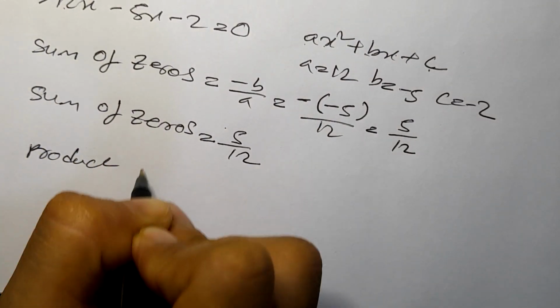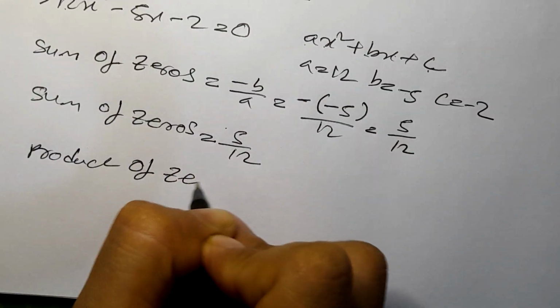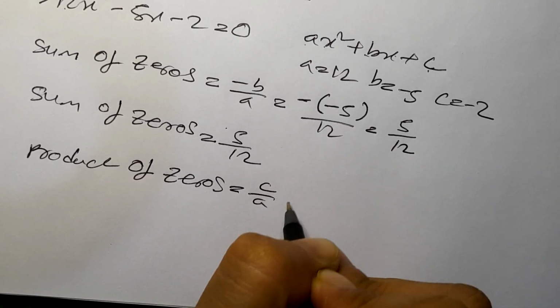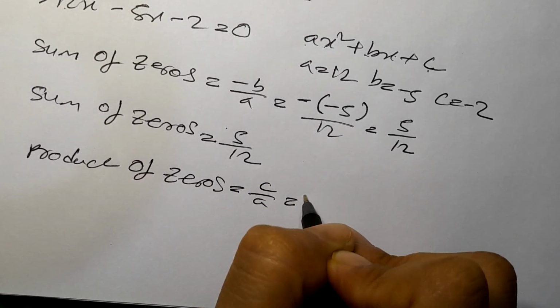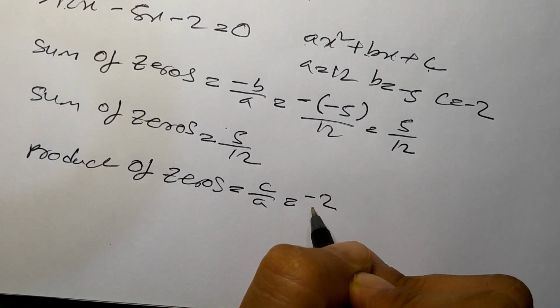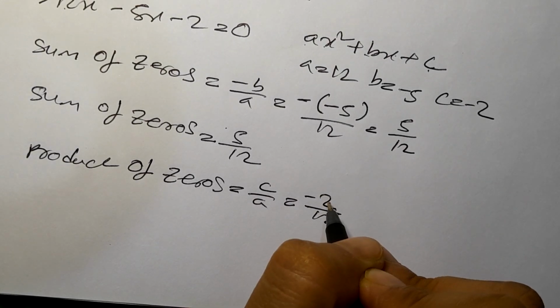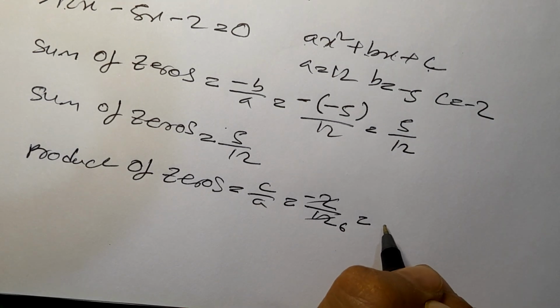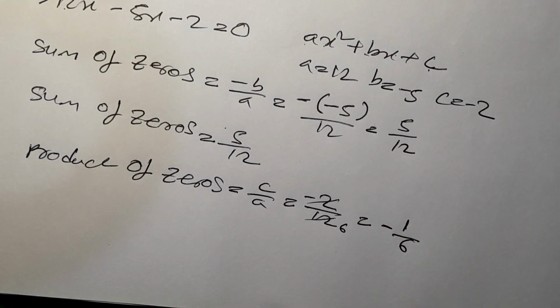Product of zeros, that is c by a. What is the value of c? Minus 2. What is the value of a? 12. We can cancel: 6 2s are 12. So it will give minus 1 by 6.